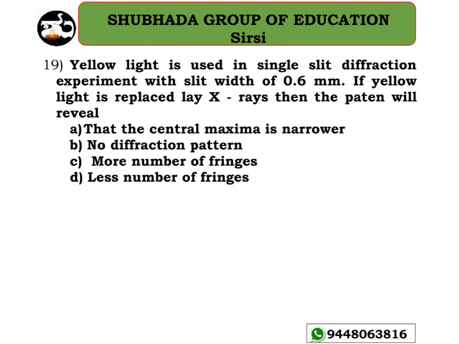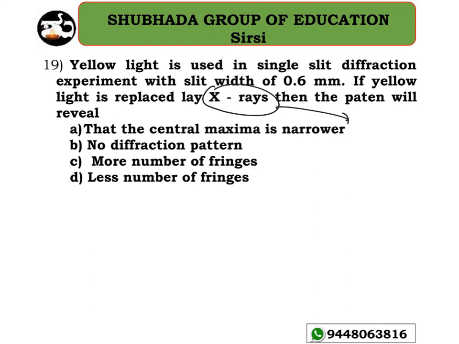Okay, the next problem says yellow light is used in a single slit diffraction experiment with slit width of 0.6 millimeter. If yellow light is replaced by X-rays, then the pattern will reveal. See, while studying diffraction, we have studied that diffraction is obtained when the slit width is of the order of the wavelength of electromagnetic waves, right? But here they have given that it is replaced by X-rays.